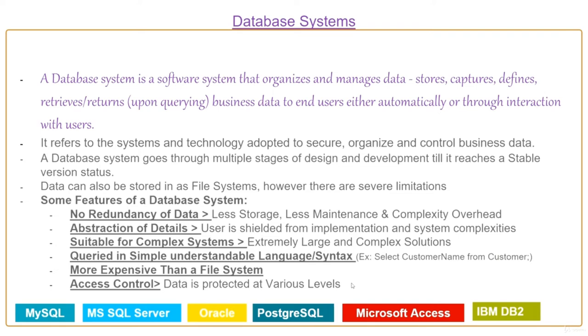Let's also think about the file systems that we have been using traditionally. Your laptop, your computer, they all have a file system where you could save your files, such as text files, image files, or Word documents. So a file system can also be used to store data. However, there's a huge difference between a file system and a database system. The database system is specifically designed to store huge amounts of data and then query it.